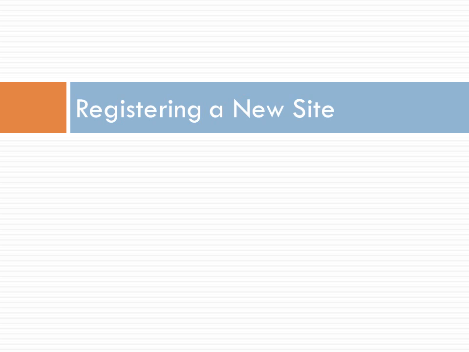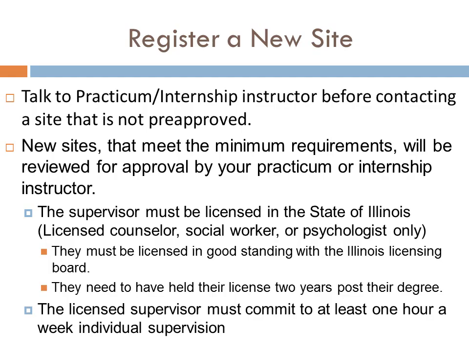This is for those of you all who are in clinical mental health who would like to work at a specific site that's not on our pre-approval list. So if there's a site that you'd like to work at and you'd like to get it approved, then make sure that you talk to your practicum and internship instructor first and receive their approval to proceed forward. Once you receive their approval, then you need to make sure that this site meets our minimal requirements, which are a licensed counselor with the LCPC, a licensed social worker with the LCSW, or a licensed psychologist.